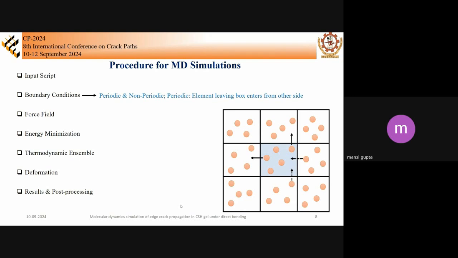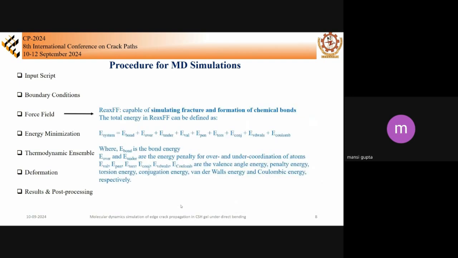Periodic boundary conditions assume that an element leaving the box from one side enters from another side. The force fields are the energy interactions which define the atomic interactions over the system. The ReaxFF force field is used here and it is capable of simulating fracture and formation of chemical bonds. The total energy in ReaxFF is a combination of different atomic level energies.